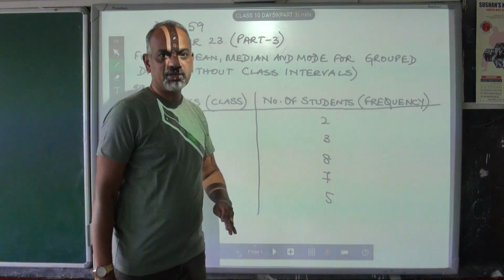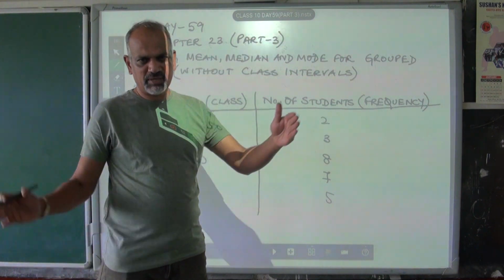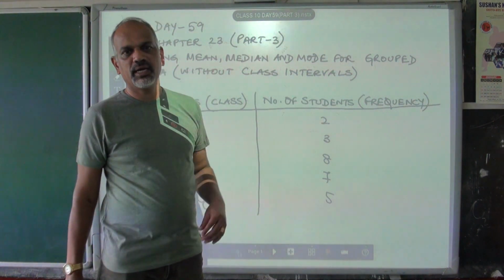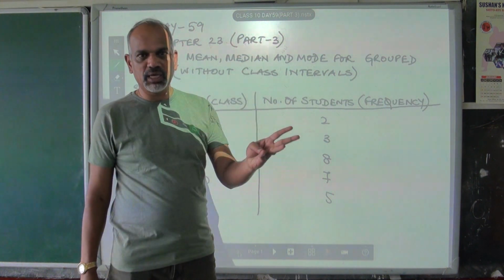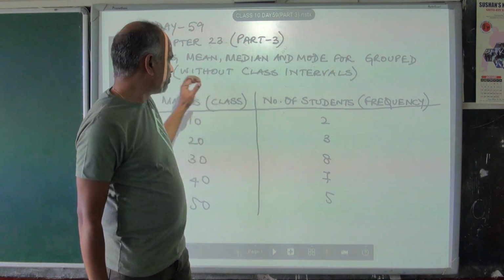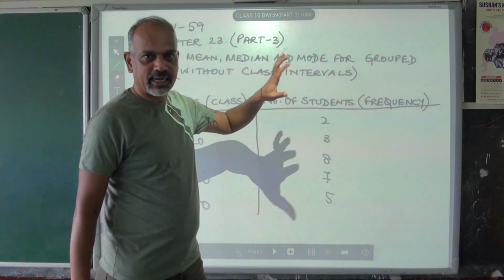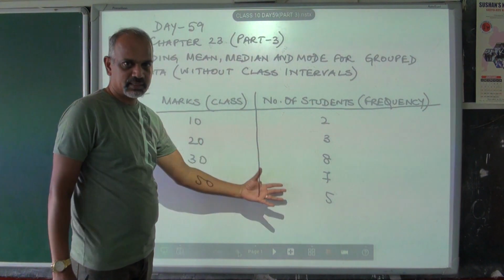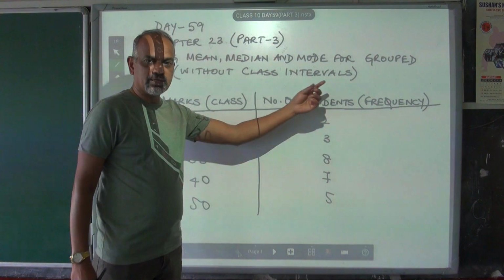Previous data that was given was called raw data, otherwise called ungrouped data. They were just a few numbers given in any order. For that you had seen how to find mean, median, mode. You also saw how to find quartiles. Now here you are going to find for group data, data which are grouped in the form of a table like this. Group data without class interval.